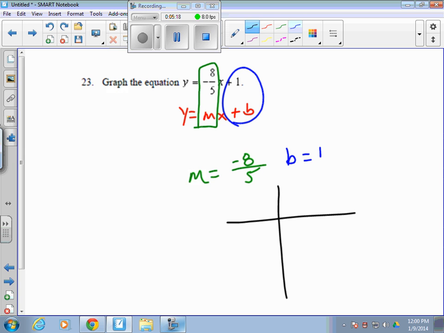Start out at positive 1 on your y-intercept, go down 8, so 1, 2, 3, 4, 5, 6, 7, 8, and over 1, 2, 3, 4, 5. So down 8 and over 5 would be 7 below the axis and over 5. Once you have 2 points, you can draw yourself a straight line through them, and there's your equation to go along with it.